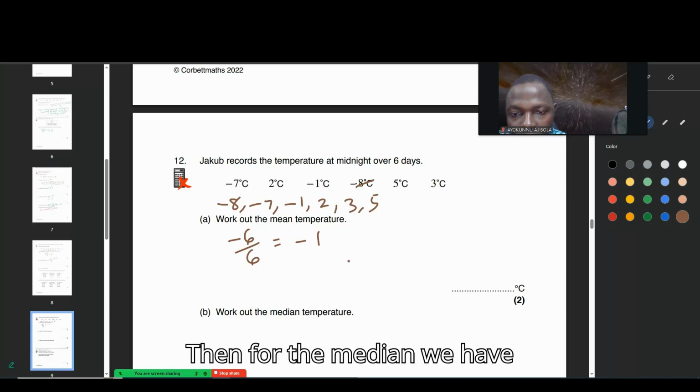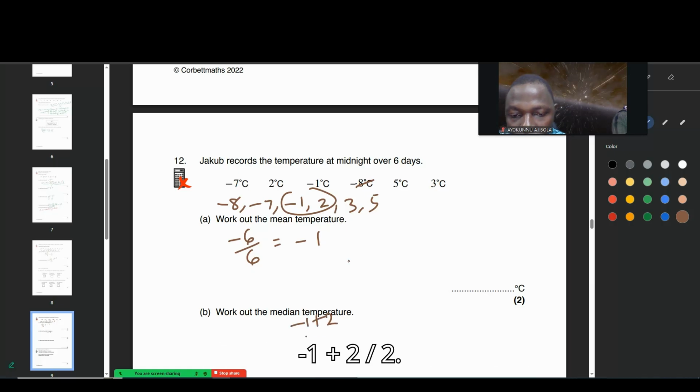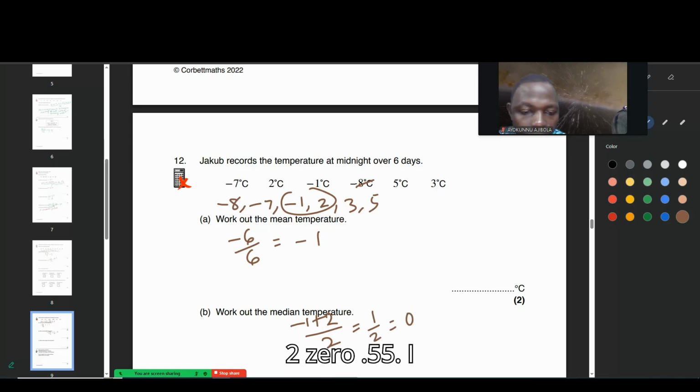Then for the median, we have to pick the two middle numbers. Minus 1 plus 2 over 2. So that is 1 over 2, which is 0.5.